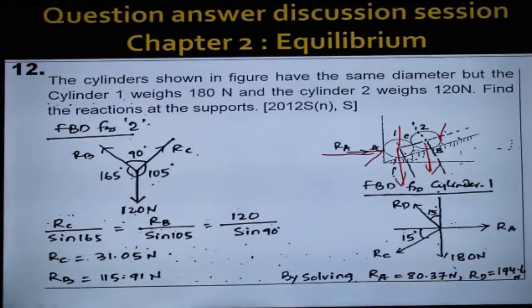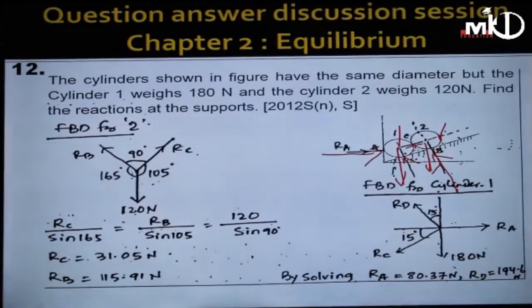This is one contact point A, so that we get the reaction here RA. Here another contact point C, so we get RC here. The reaction RC is provided by body 1 over body 2 and body 2 over body 1. So this point of contact is B, so this is the reaction RB. And this point is D, so this reaction is RD, right?